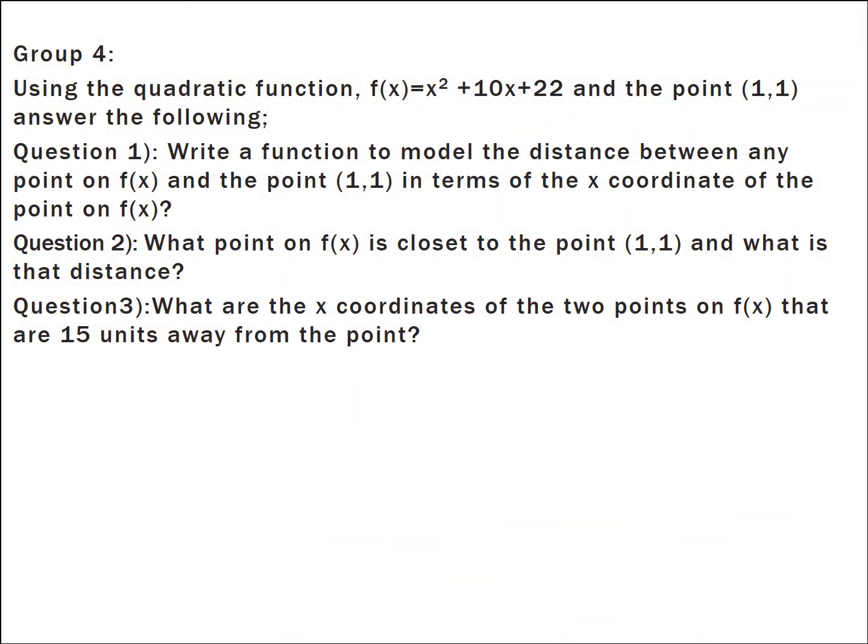Alright, group 4. Using the quadratic function f of x equals x squared plus 10x plus 22, and the point (1, 1), answer the following. Question 1: Write a function to model the distance between any point on f of x and the point (1, 1) in terms of the x coordinate of the point on f of x. Question 2: What point on f of x is closest to the point (1, 1), and what is that distance? Question 3: What are the x coordinates of the 2 points on f of x that are 15 units away from the point?